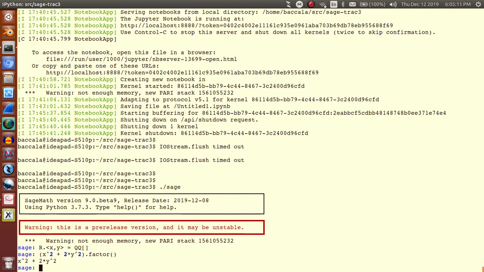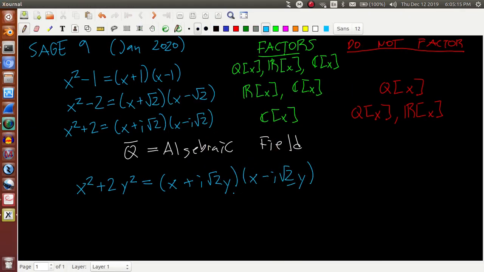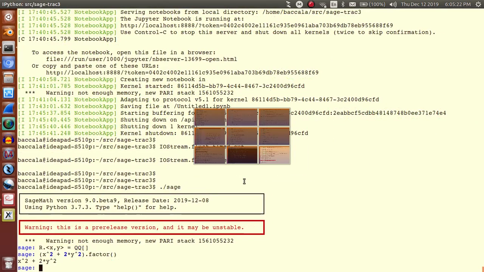And of course it doesn't factor because we need these things. We need i, square root of 2. We need things that aren't in Q. So how can we get that?